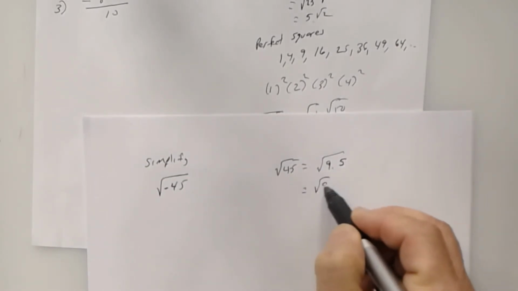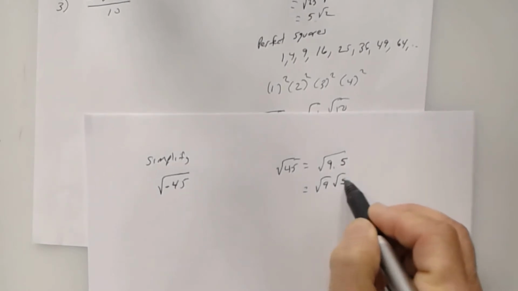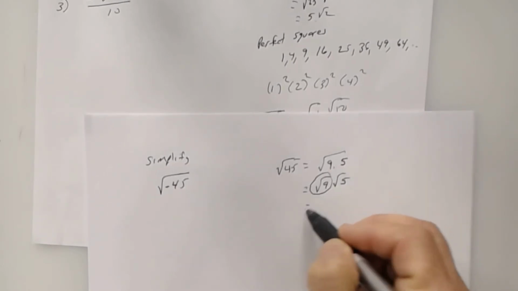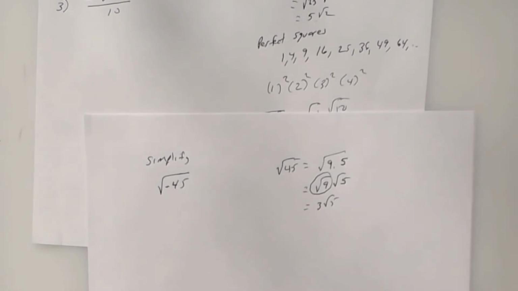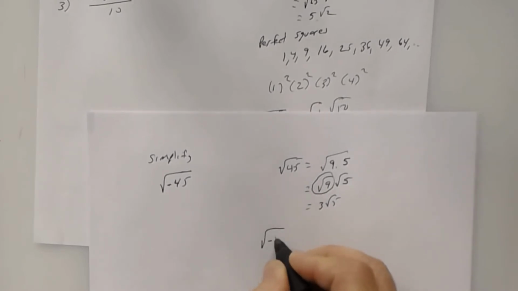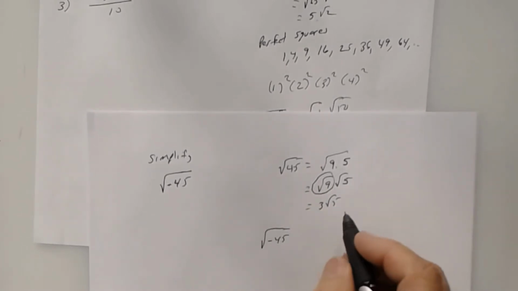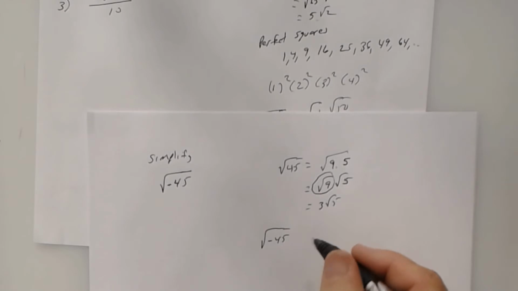You're going to say the square root of 9 times the square root of what? 5. Now, what's the square root of 9? 3. So you get 3 square root of 5. Okay? But I wasn't interested in the square root of 45. I was interested in what? Square root of negative 45. All right, well, let's think about what we did earlier, beginning of class. Well, that's the same thing as saying the square root of a negative 1 times what?